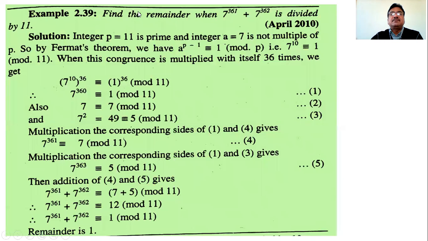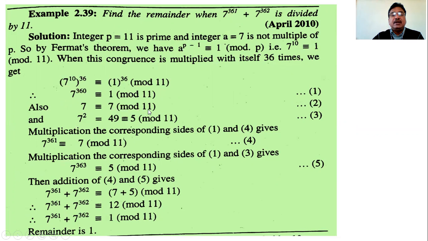What is the remaining problem? Find the remainder when 7 raised to 361 and 7 raised to 362 is divided by 11. So tackle 7 raised to 361 first. 11 does not divide 7, and therefore by using Fermat's theorem, 7 raised to 11 minus 1, that is 7 raised to 10, is congruent to 1 modulo 11. Then taking the 36th power of both sides, 7 raised to 10 raised to 36 is congruent to 1 raised to 36 modulo 11. That is, take the power of 7 raised to 10 in such a way that we have the answer nearest to 361, and that is 360.